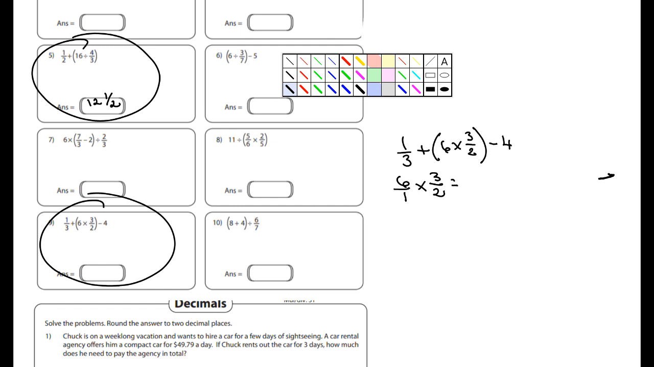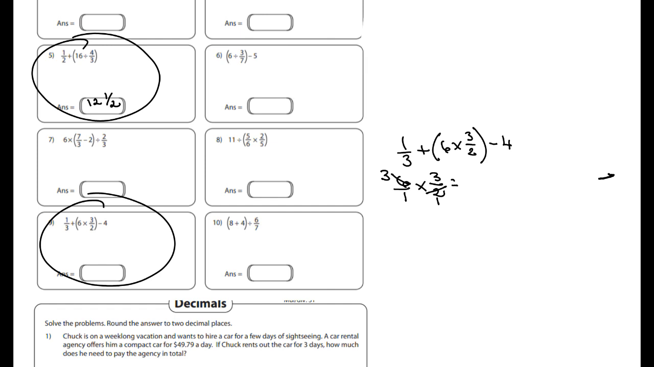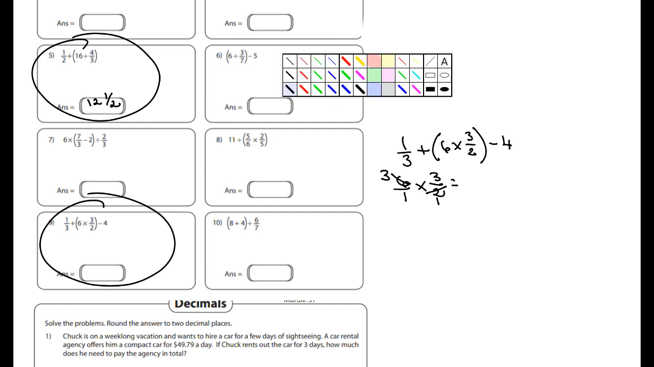Can we do any cross-canceling to make it a little easier? I think we can. How about 2 goes into 2 once, and 2 goes into 6 3 times? So I think we're done with the cross-canceling. Now we just need to simply multiply straight across. What's 3 times 3? 9. 1 times 1 is 1. Well, what's 9/1? That's 9. So now I can just plug that 9 into the parentheses.